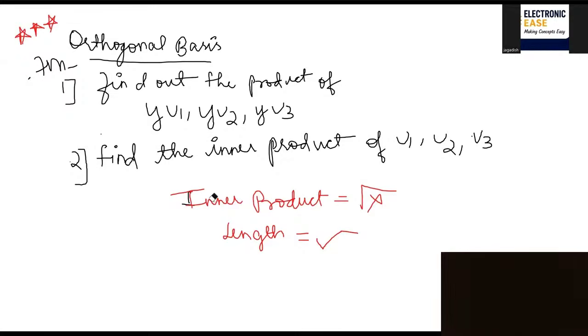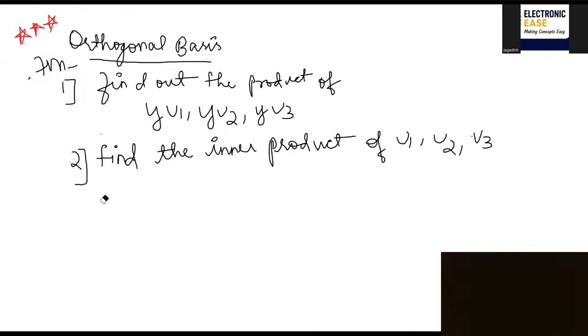Understood? Okay. See, for inner product, are you able to understand, children? I have 3, 1, 1. I will ask you to find the inner product. Tell me the answer. The answer is 3 square plus 1 square plus 1 square, that is 9 plus 1 plus 1, which is 11. So if I ask, this is the inner product. I'm not taking the square root.